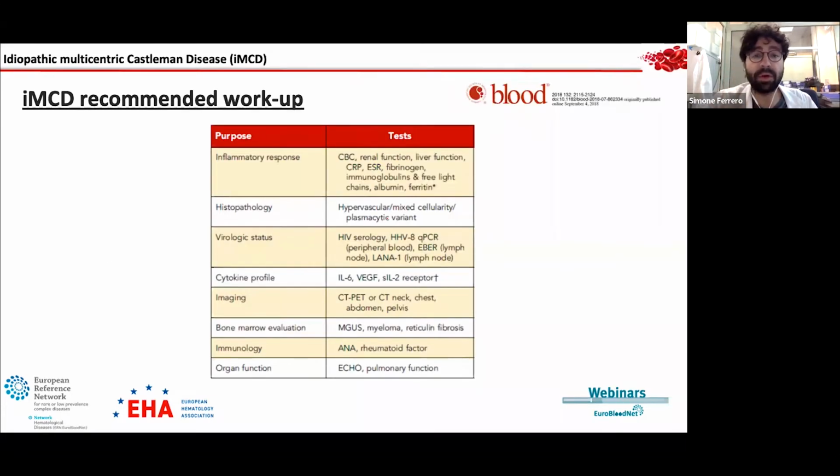Here is the recommended workup of iMCD from the Castleman Disease Collaborative Network. You can see inflammatory response indexes, histopathology, of course. We should always investigate virological status, particularly to rule out HIV and HHV-8, but also other viruses. Cytokine profile could be useful, but is not essential for diagnosis, for example interleukin-6 dosage. Very important is imaging, CT and PET-CT. It is important to do a bone marrow evaluation to rule out other conditions. Finally, some rheumatologic screening, and then organ function to evaluate cardiac function and pulmonary function.